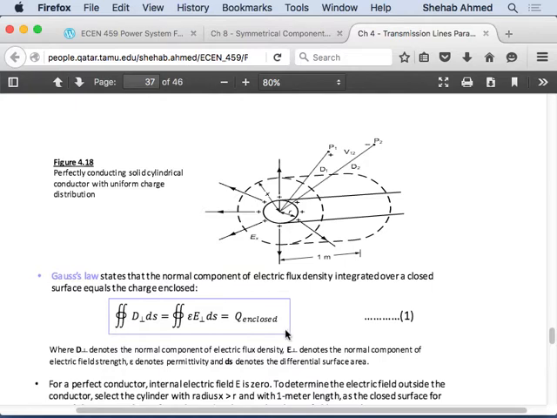Yes? 2 pi x times the length, that's a volume, it's not a surface. No, it's a perimeter times the length.